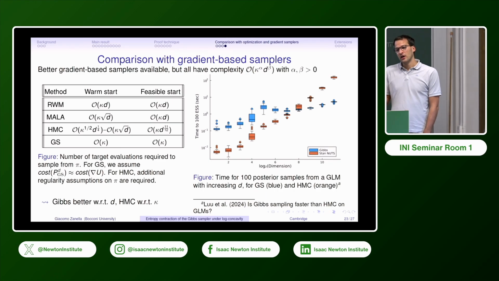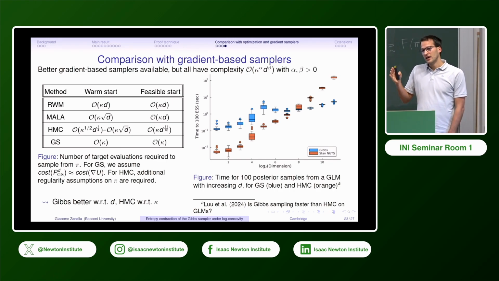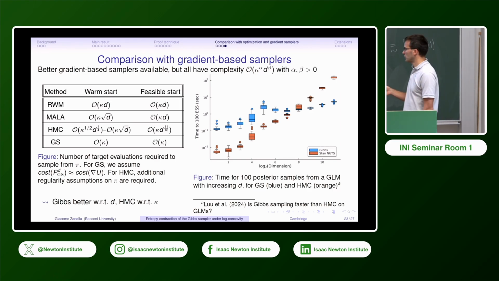is really at the heart of why the Gibbs sampler is good, because you can do small dimensional updates without introducing discretization error in a cheap way. So really, that assumption is quite crucial, I would say.